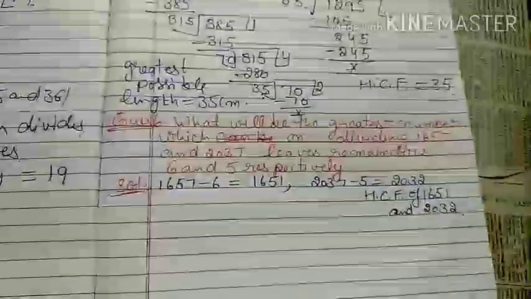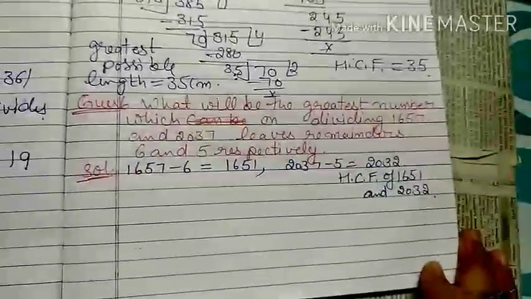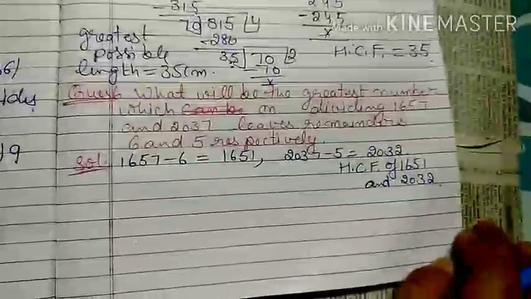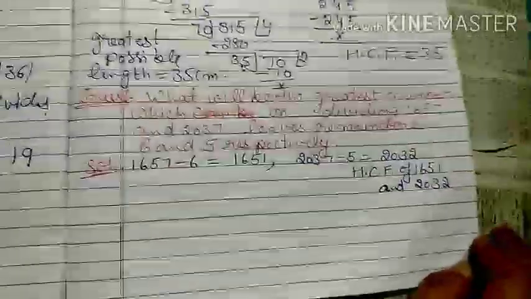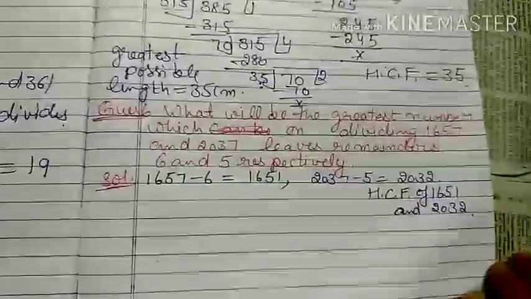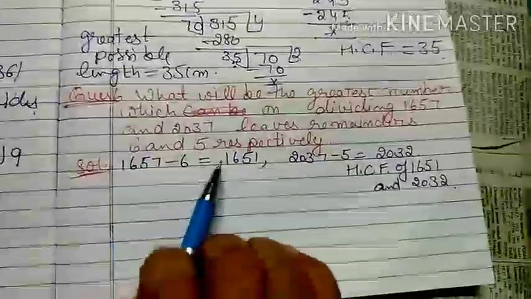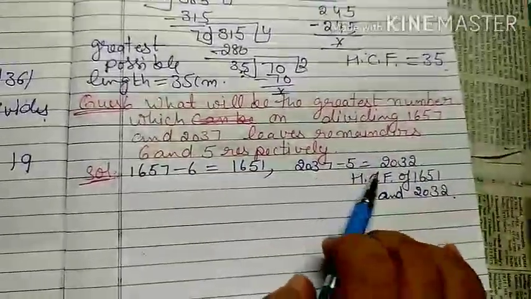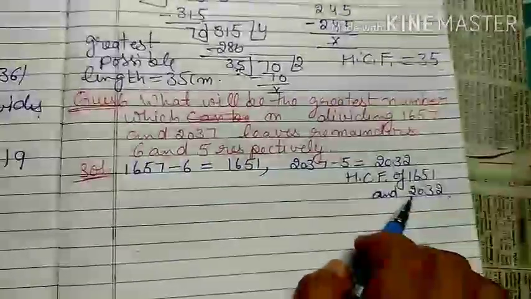Now your sixth question. The sixth question is: what will be the greatest number which divides 1657 and 2037 and leaves remainder 6 and 5? Same thing. If by dividing a particular number it leaves the remainder 6 and 5, first we have to find the exact number by subtracting the remainder. So after subtracting the remainder 6 from 1657 I got 1651, and after subtracting 5 from 2037 I got 2032. HCF of 1651 and 2032.